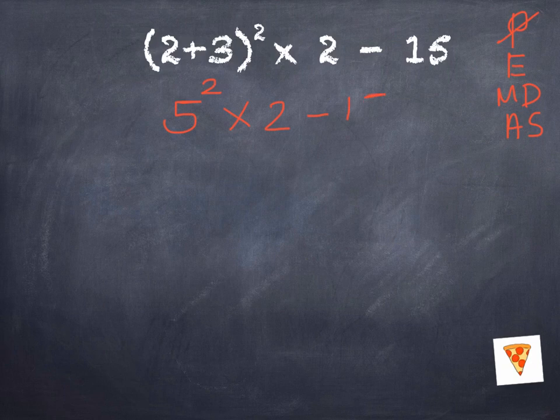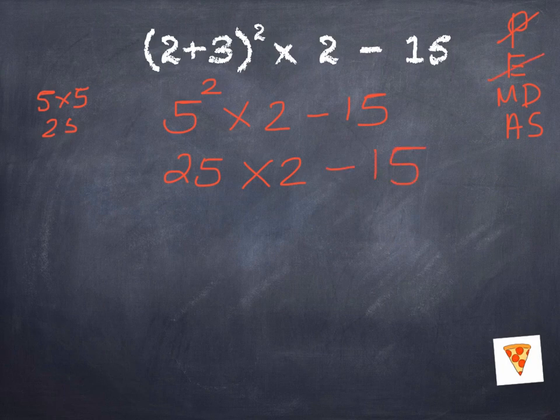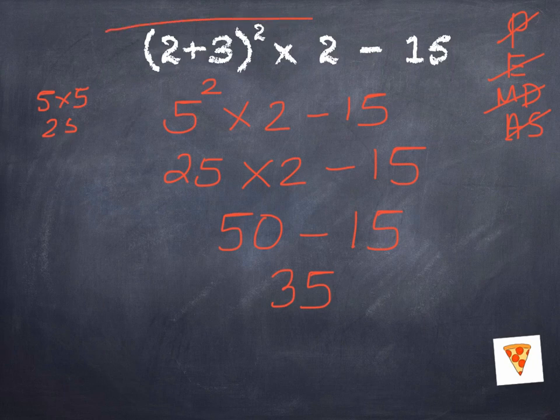And now I'm rewriting the rest of my equation. 5 squared is 5 times 5, which is 25. So 25 times 2 minus 15. I'm done with my exponents. I'm moving on to multiplication. 25 times 2 is 50 minus 15. Up to addition, 50 minus 15 is 35. And here is my pizza slice.